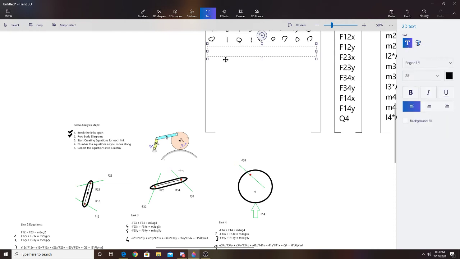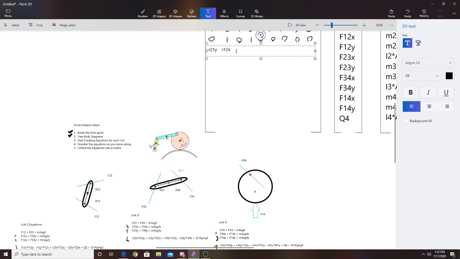So, is there an f12x? The answer is yes. It has a minus r12y attached to it. So that is our first one to use, which is right here. I know it's really hard to see, but it's down here, F12x minus R12y. Then we move over. Is there an F12y? The answer is yes. It has an R12x attached to it, a positive R12x. Okay.